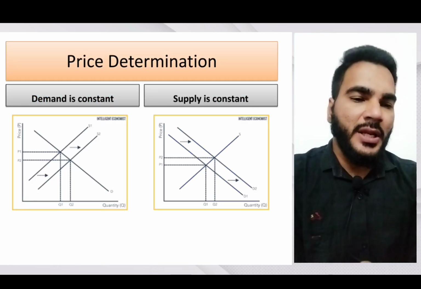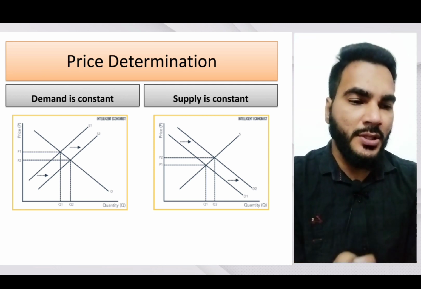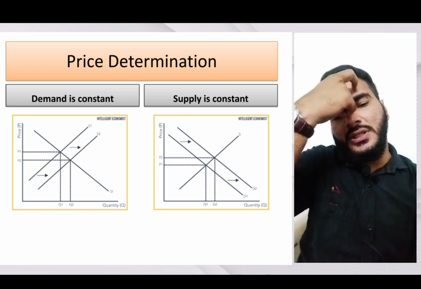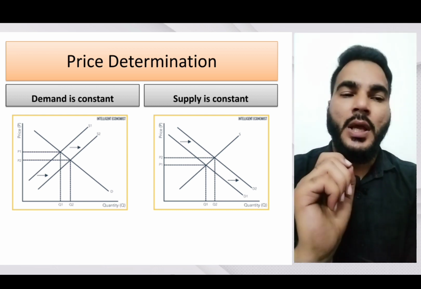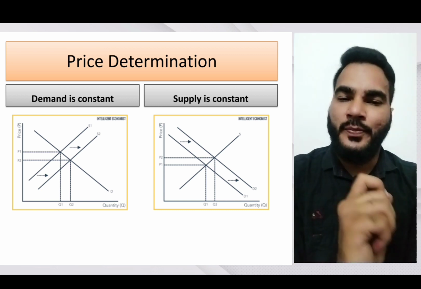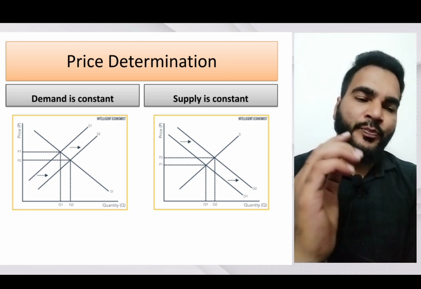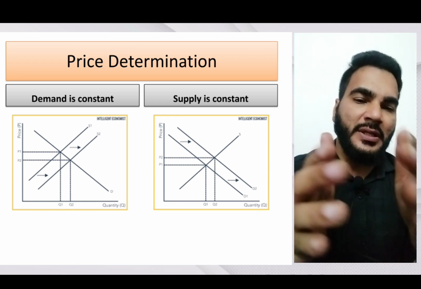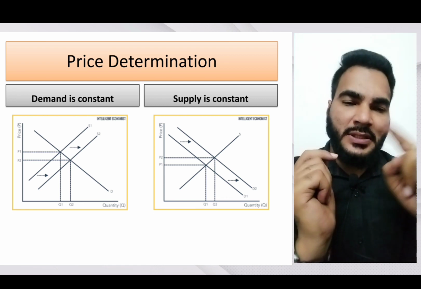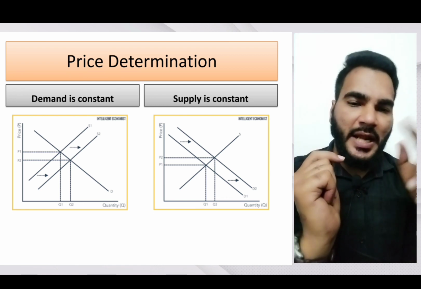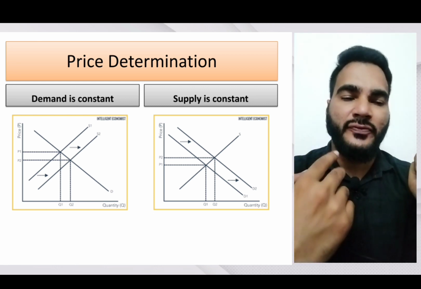Okay, so then we have price determination when demand is constant and supply gets changed. How do you draw this curve? It shows the price is constant, so you just need to draw the demand curve first. The demand curve is only one line. Then where it intersects, you draw the lines of supply as well. So demand is constant, and there are two lines for the supply.